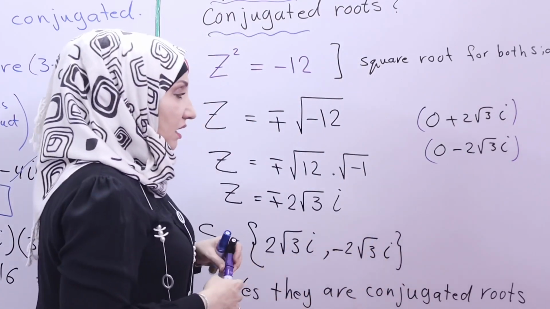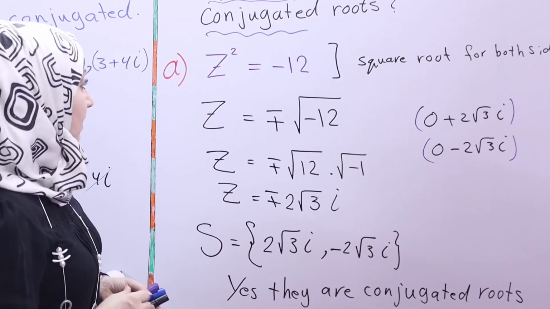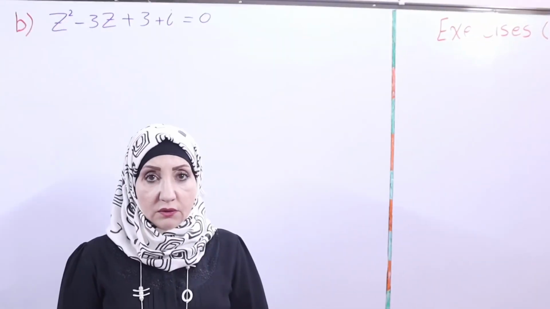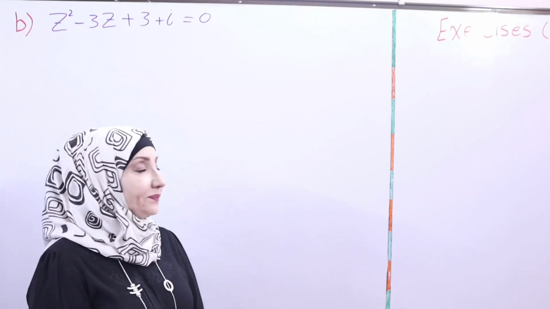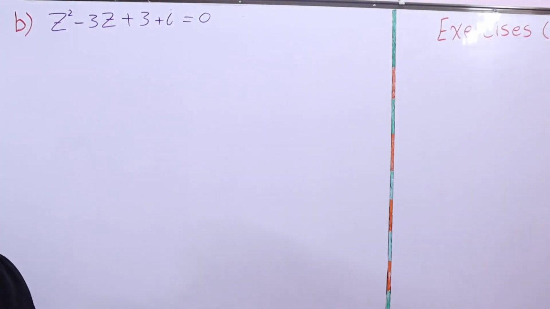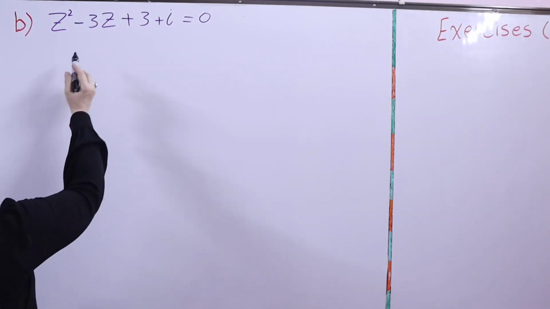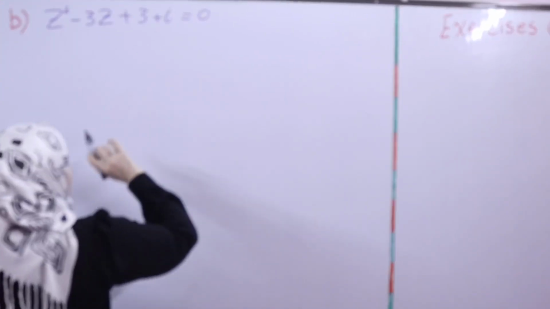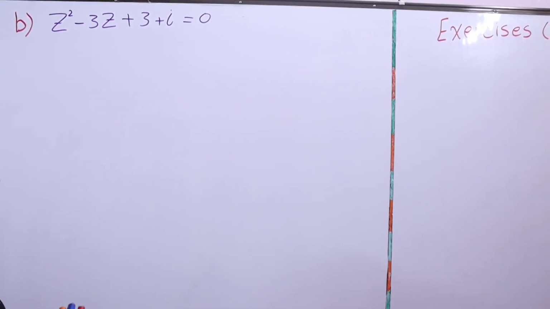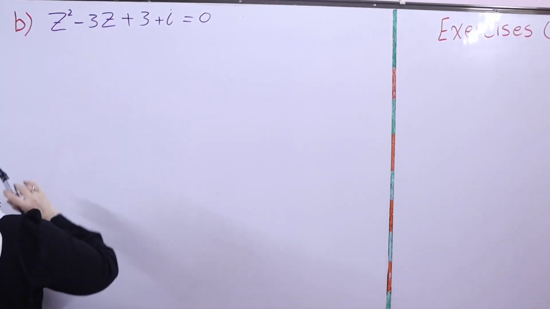That means they are two conjugated roots. This is the solve for section A. And now we will solve section B. Section B, the equation is z squared minus 3z plus 3 plus i equals 0. This is a quadratic equation. How do we know? Because z is squared.